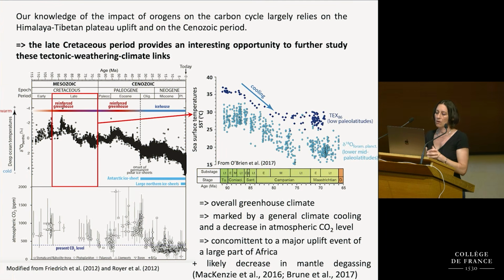So this late Cretaceous period, from about 90 million years ago to about 65 million years ago, is marked by an overall greenhouse climate with no permanent ice at the poles. It is marked by a general climate cooling that is evidenced by several proxies in addition to the delta 18O of benthic foraminifera, like the TEX86, for instance, or the delta 18O of planktonic foraminifera, that all show at all latitudes a marked cooling beginning in the Turonian and continuing through the late Cretaceous up to the Maastrichtian. And this general climate cooling is associated with a concomitant decrease in atmospheric CO2 levels that hints at the implication of drivers in the carbon cycle.